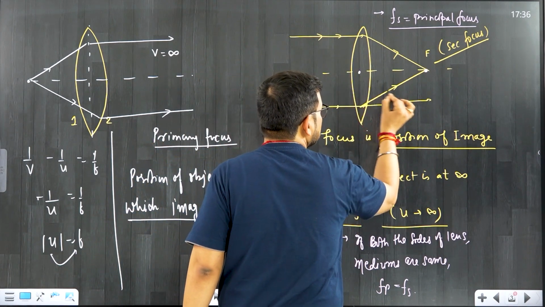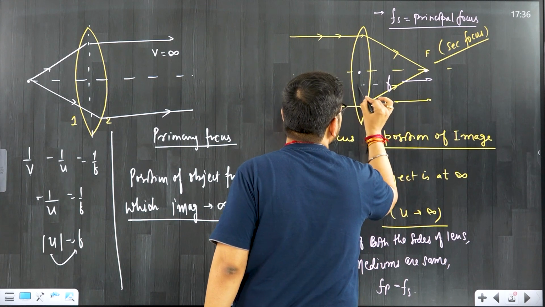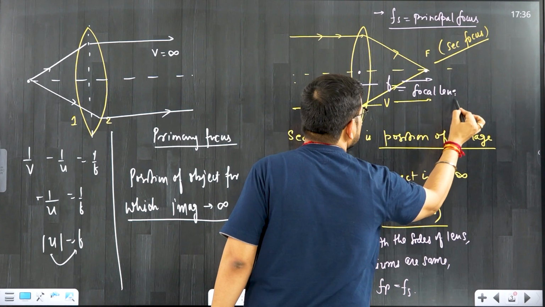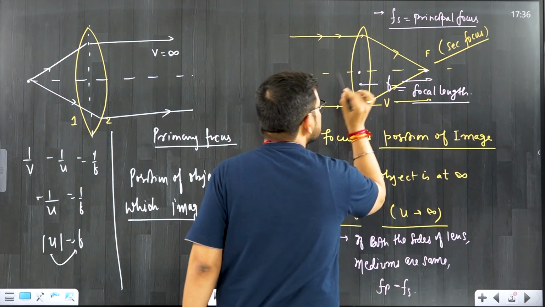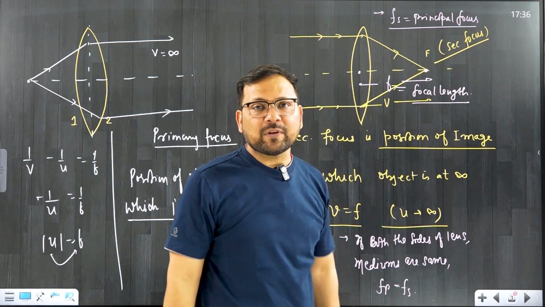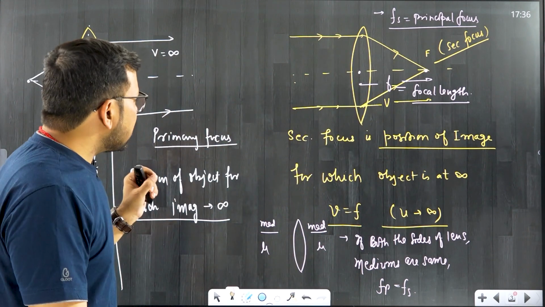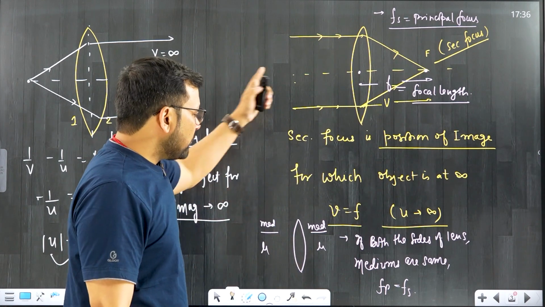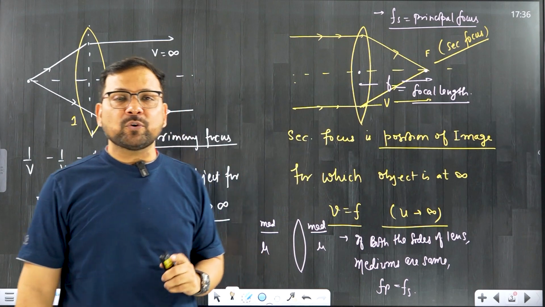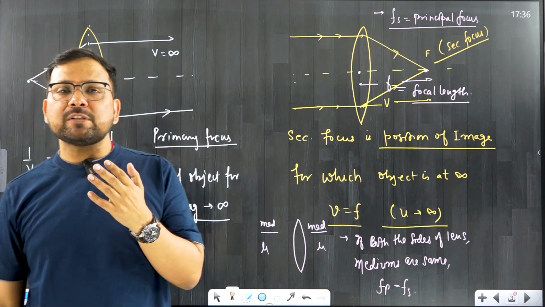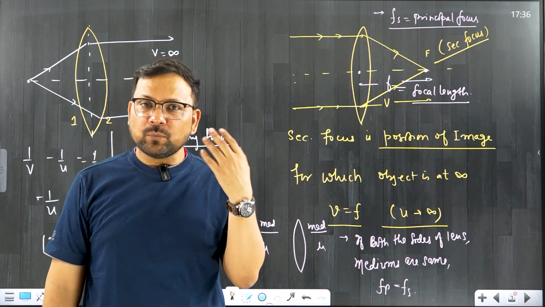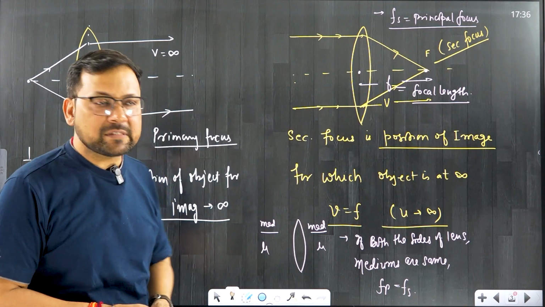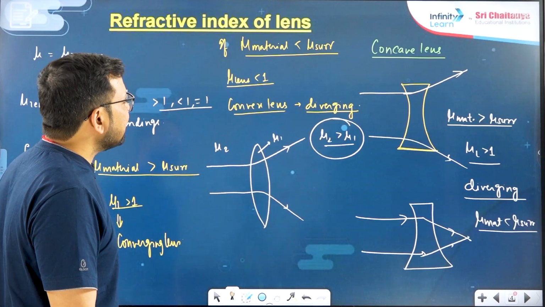The distance from the optical center to this point, the principal focus, which is the secondary focus, is called the focal length. Optical center is also a very interesting point, how to define it. But before that, we have understood that the principal focus is the secondary focus, and a lens has two surfaces, so obviously it will have two focuses, one primary and one secondary. They are not always the same, they are only the same when the medium on both sides is the same. Okay, that we have got. We will see the next one.